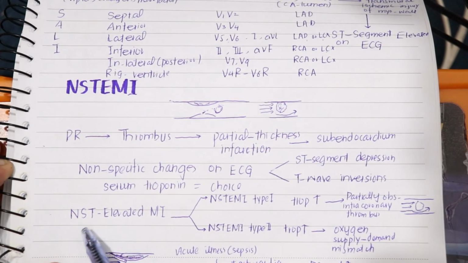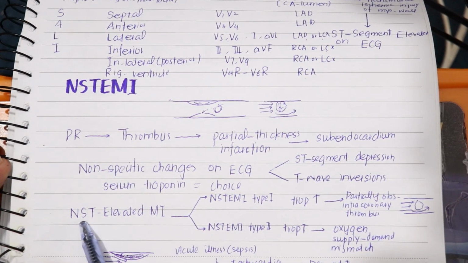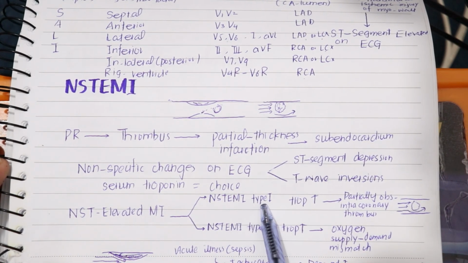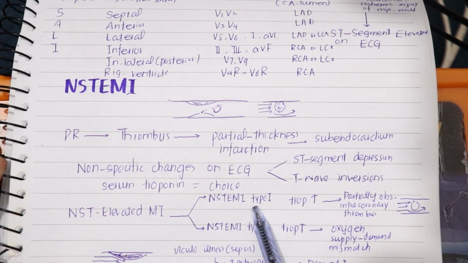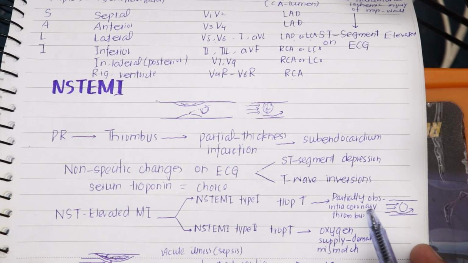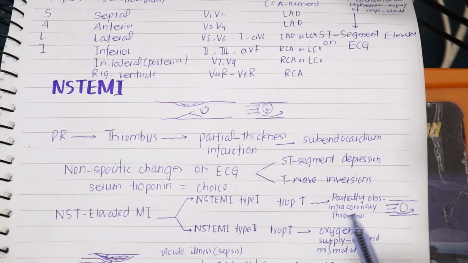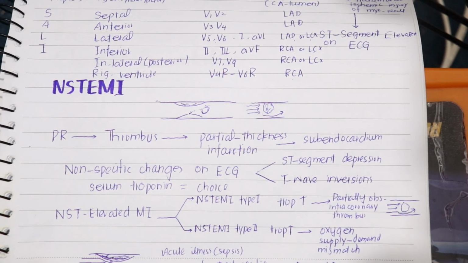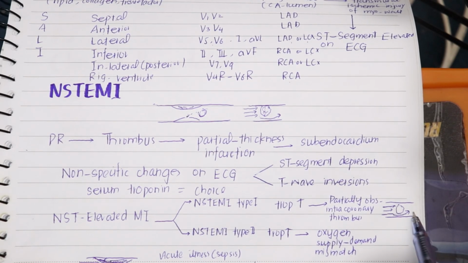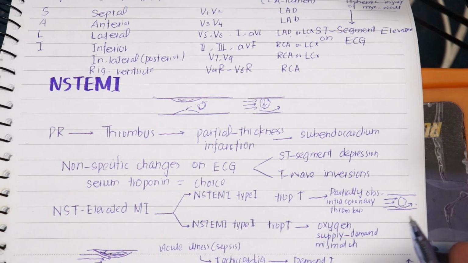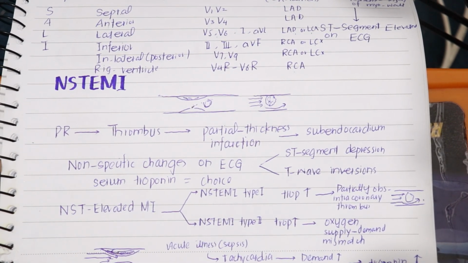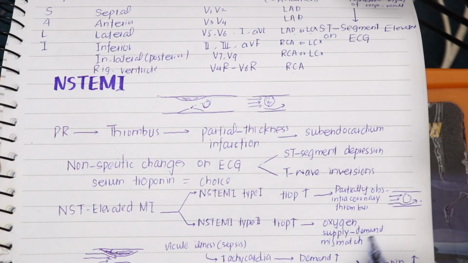So we have divided non-ST segment elevated myocardial infarction into two types, type 1 and type 2. In type 1, the troponin is high due to partial obstruction. What happens in partial obstruction? An intracoronary thrombus causes partial occlusion and the distal portion does not receive blood flow and is infarcted. And in the second type, the troponin is high. Why? Because of oxygen supply demand mismatch.